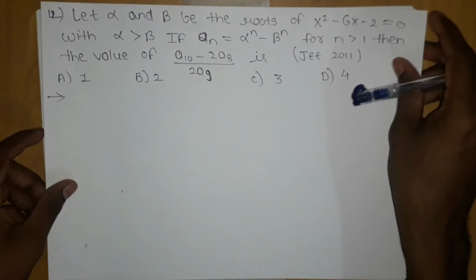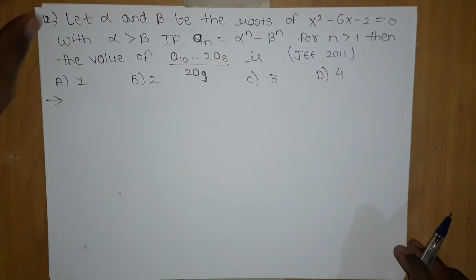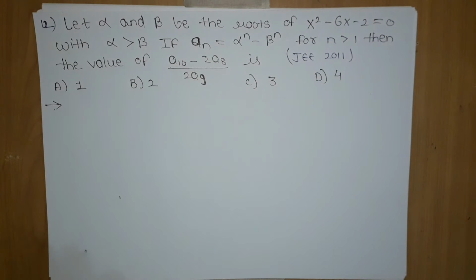Let's move on to the second question of this video, which is this question. This is the 12th question, which says: let alpha and beta be the roots of x square minus 6x minus 2 equal to 0 with alpha greater than beta. If an equals alpha to the power n minus beta to the power n for n greater than 1, then the value of a10 minus 2a8 upon 2a9 is. Now we want to find this value.